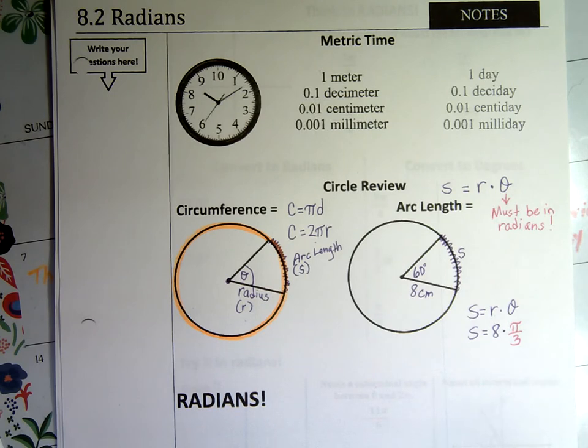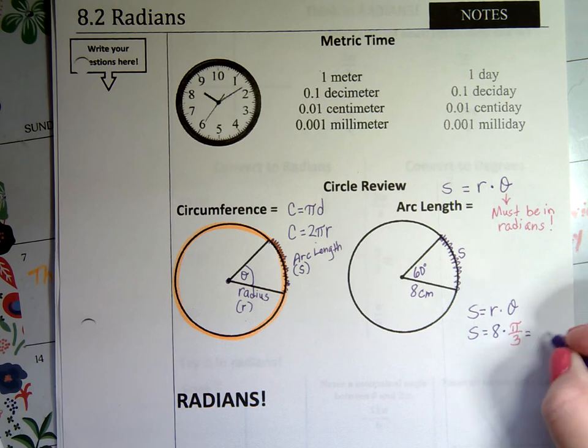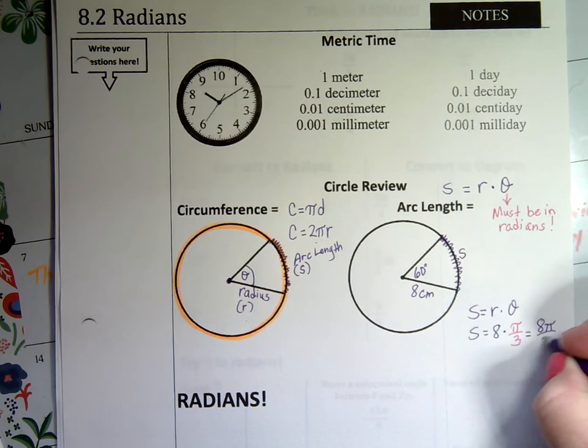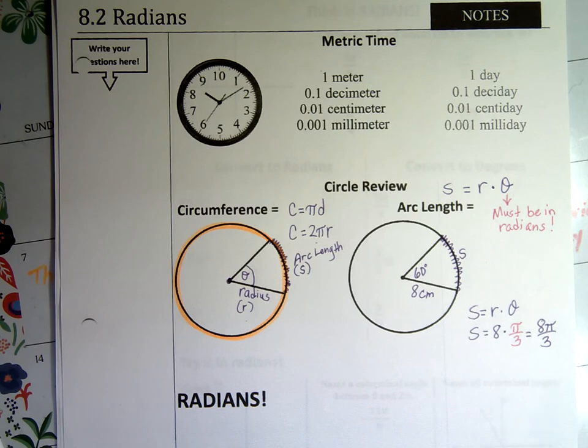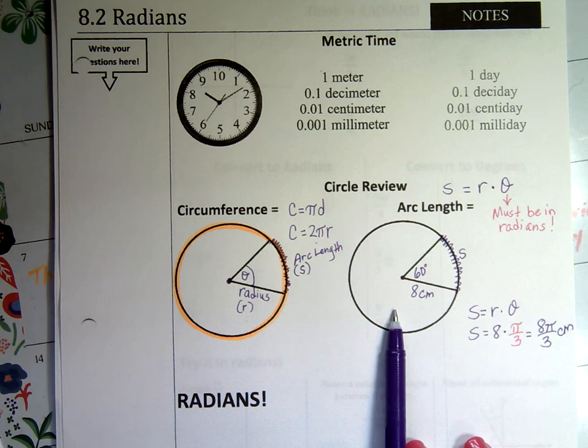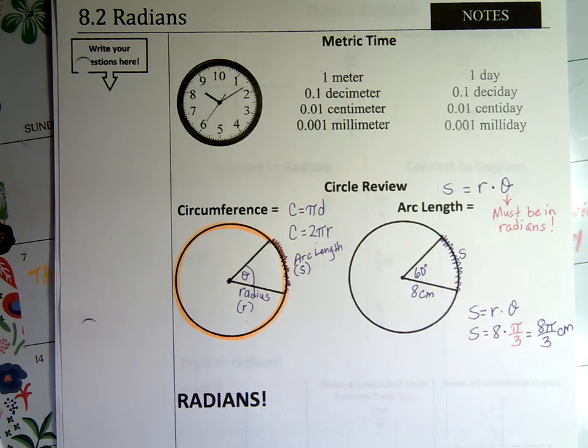And so I multiply those two things together, and here's what it looks like. It would be 8 pi over 3, and you keep the same units that the radius was, so it would be in centimeters. And we're going to do more of this, especially section 8.3, which is going to be on arc lengths and areas of sectors of circles. So that's coming at you, but that's just a preview.